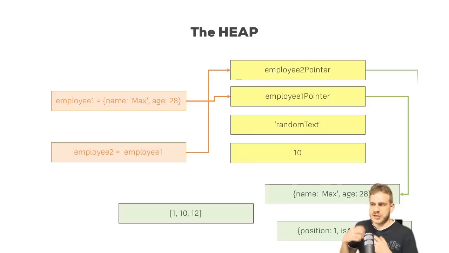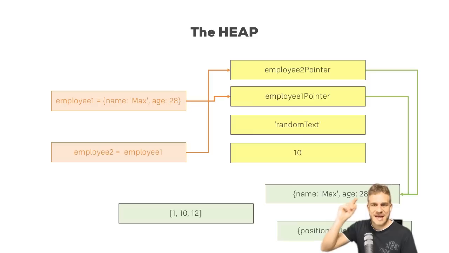Now, if we create a new variable, employee2, and we store employee1 as a value, this creates a new pointer on the stack, but, and that is now the key thing, this pointer points to the same place in memory as the first pointer did.